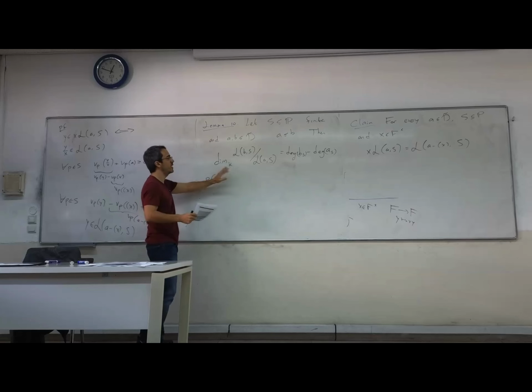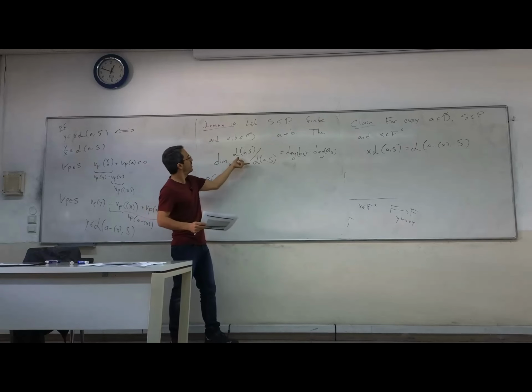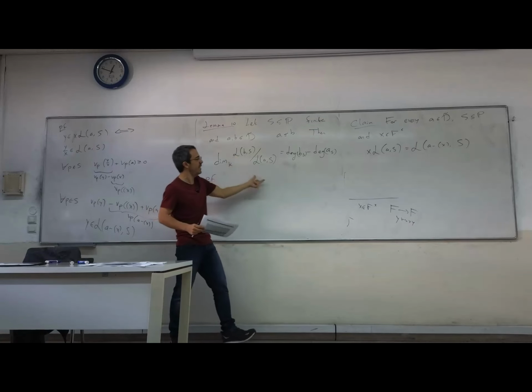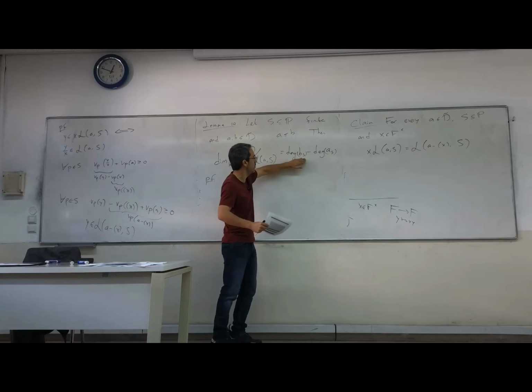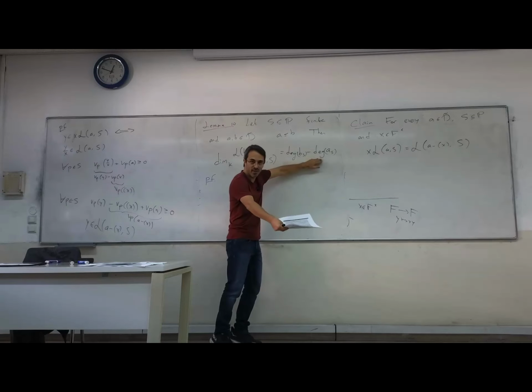When S is fixed to be any finite set, the dimension of the quotient is exactly what you would expect maybe. It's how many degrees of freedom you have here compared to how many degrees of freedom you have here.